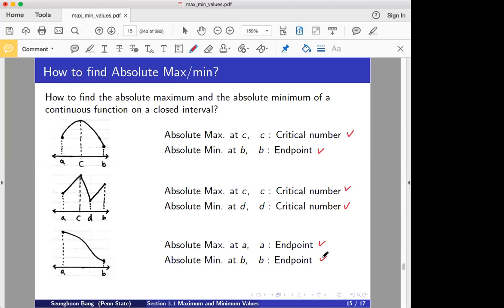This is one important thing. So we have absolute maximum and absolute minimum at an endpoint or critical number. Yes, you can find the critical numbers and the endpoints, and plug the critical numbers and the endpoints into the function. The greatest function value is the absolute maximum. The smallest function value is the absolute minimum. This is the whole idea. So we must have absolute maximum and minimum at a critical number or endpoint.